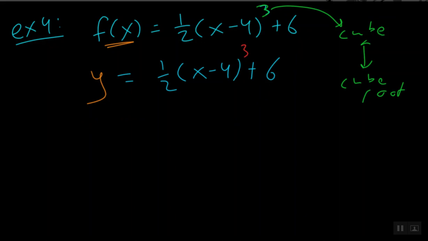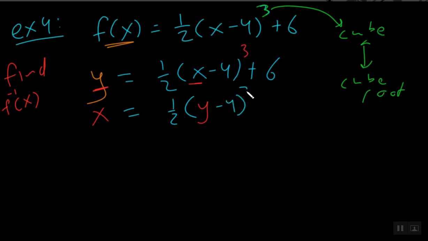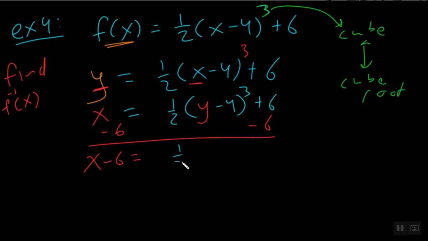Think about this. We're trying to find the inverse. We are trying to find f inverse of x for every single one of these problems. What do I first need to do to my x and my y? Well, I need to switch them. At this point, once you've switched them, now we can go ahead and solve for y. So from here, we know we're going to subtract 6 from both sides. We have x minus 6 is equal to 1 over 2 (y minus 4) cubed.